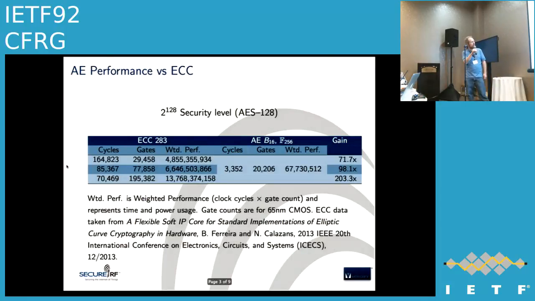Okay, next. So here's a comparison of this with ECC. We have ECC 283 on the left at 128 bits of security. The implementation for the ECC is taken from this paper here, measuring clock cycles and gate speed in a hardware implementation. As you can see, there's quite a big performance gain. Weighted performance here is clock cycles times gates. As you go down the column, they try to cut the clock cycles by increasing gates, and you still have a big win on the other side. So next.